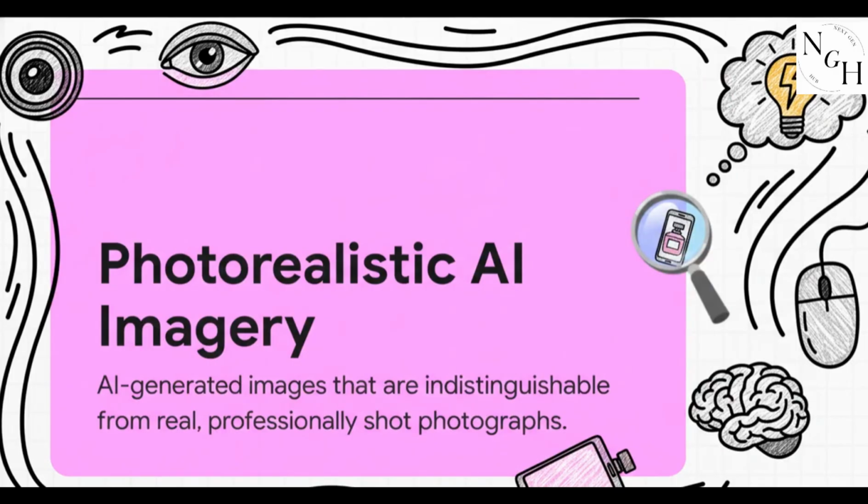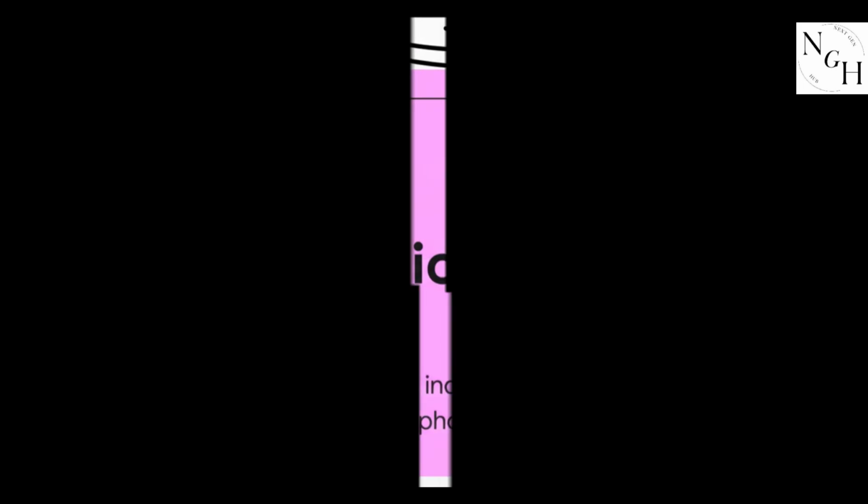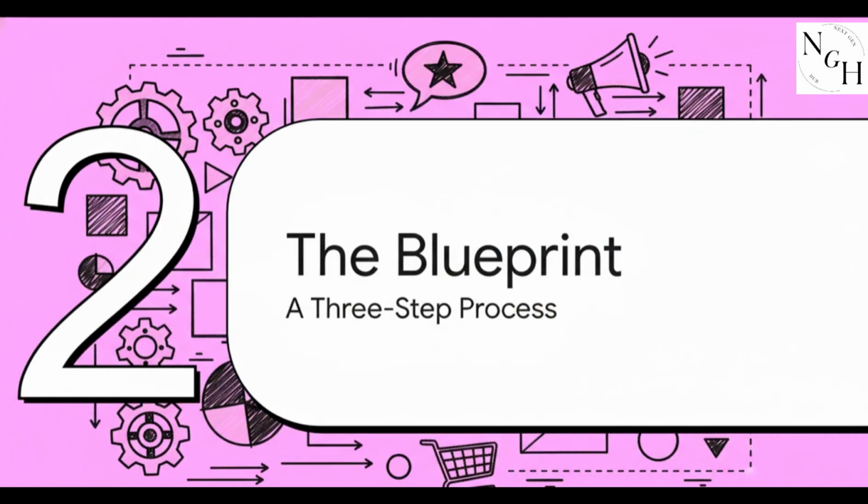And let's be clear, we're not talking about some cartoonish or obviously AI-looking images. We're talking about photorealism. The whole point is to create something that looks so real, your customers would never, ever guess it was made by an algorithm. And that's the power we're going to tap into today. And you know what the best part is? You don't have to be a tech genius or some graphic design pro to do this. The whole process is surprisingly simple. Let's break down the blueprint into 3 really straightforward steps.